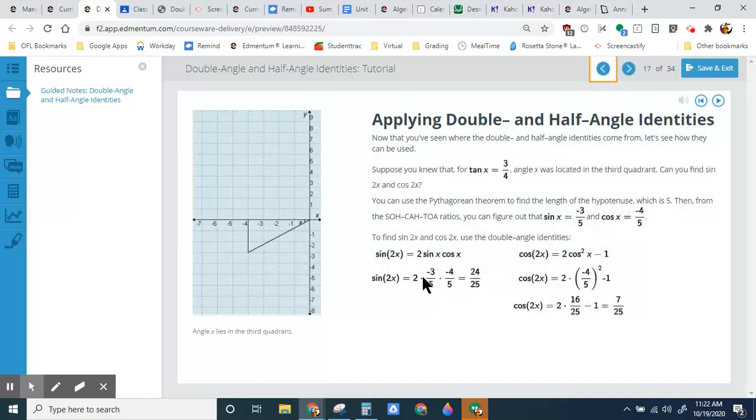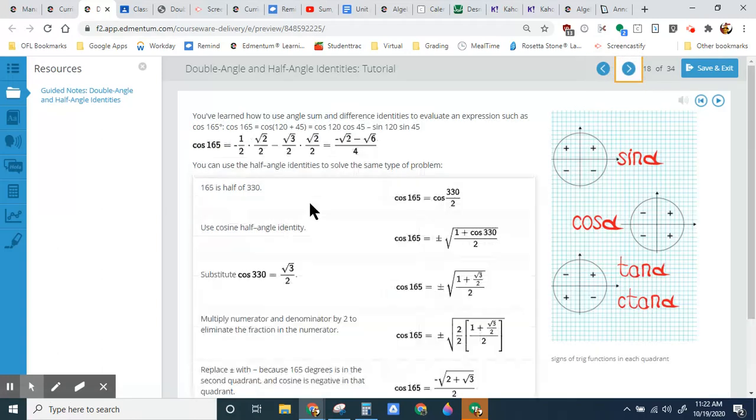Okay, so the benefit of the double angle formulas is, since sine means the y value, it's like, well, what's the y value if we double the angle? Since cosine is the x value, it's like, well, what's the x value if we double this angle? So that's basically where these come into play.